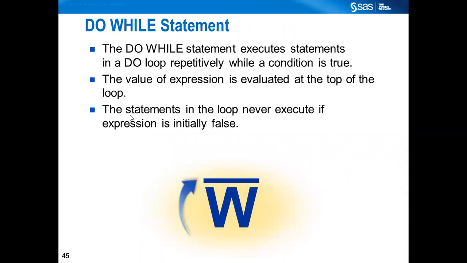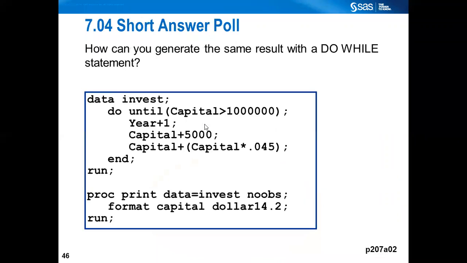Whereas what is DO WHILE? The DO WHILE statement executes the statements in a DO loop iteratively while a condition is true. It will check the condition first, then it will enter the loop. So the value of the expression is evaluated at the top of the loop. The statements in the loop never execute if the expression is initially false. So if you want to write the same expression with WHILE, how will you give the statement for your DO WHILE?